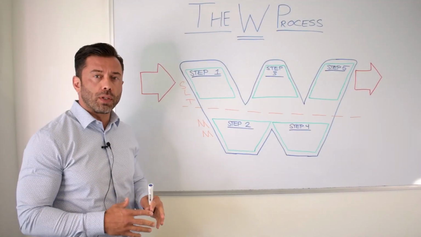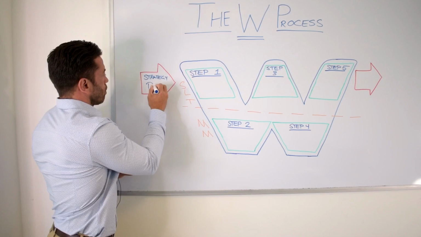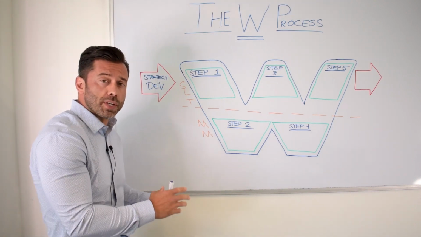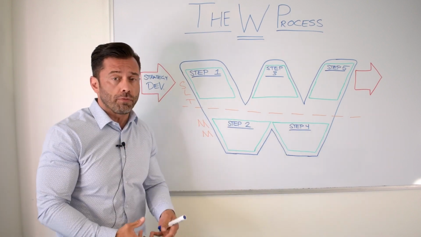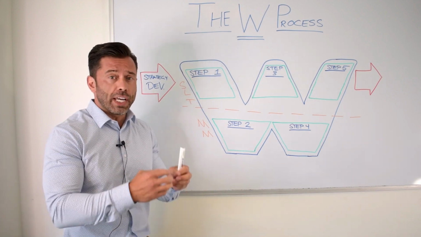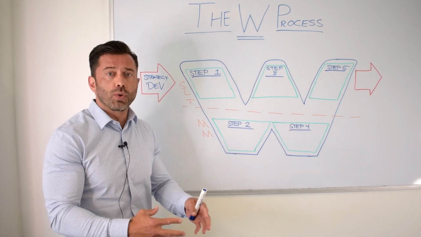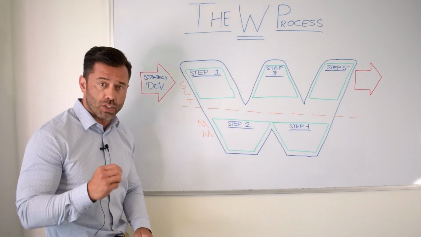The starting point of the W process is a strategy development exercise. So indeed, before we start the W process, we are assuming that your organization has some sort of vision, mission, or as we call it in Ocean language, a true north. Once you have that vision, mission, or true north, step number 1 with the senior leadership team is to break down that strategy.